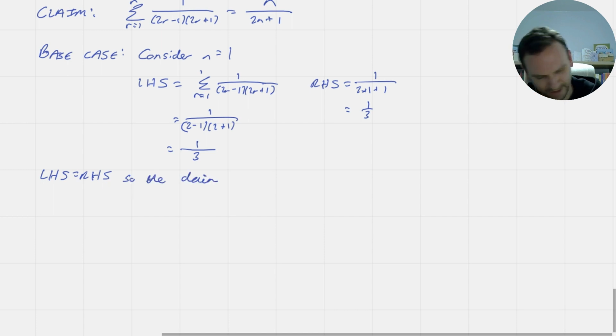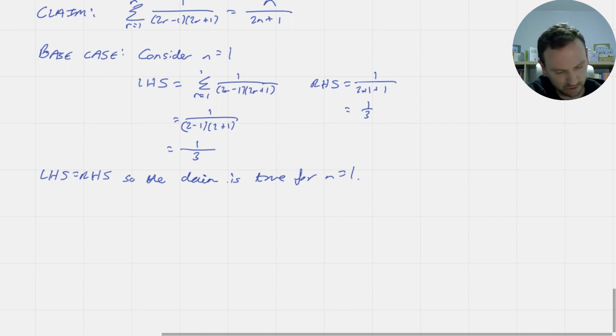You can either say for n equals 1 or when n equals 1. That wording isn't that picky. Sorry, I should definitely say the claim is true though. The claim is true for n equals 1.